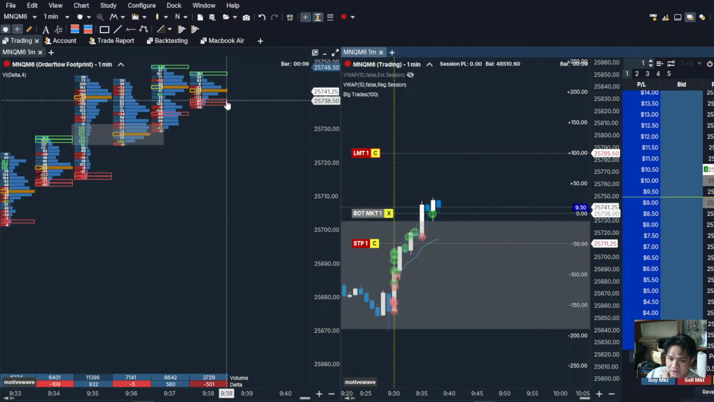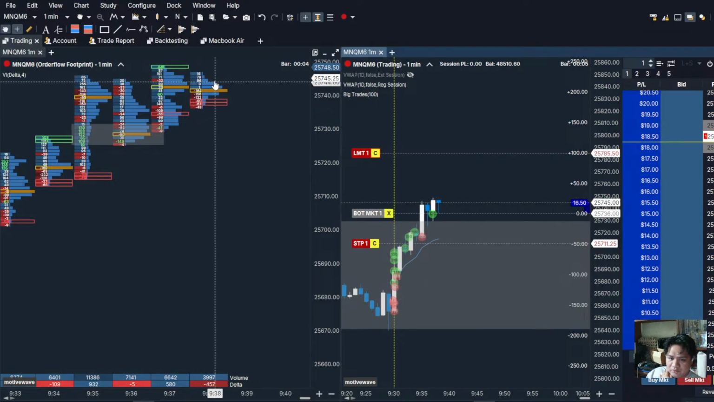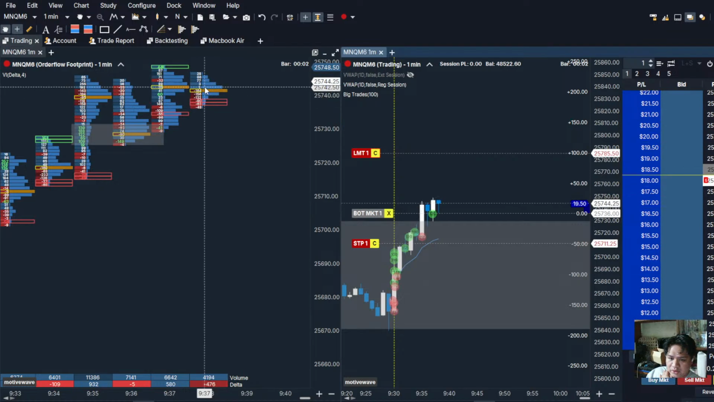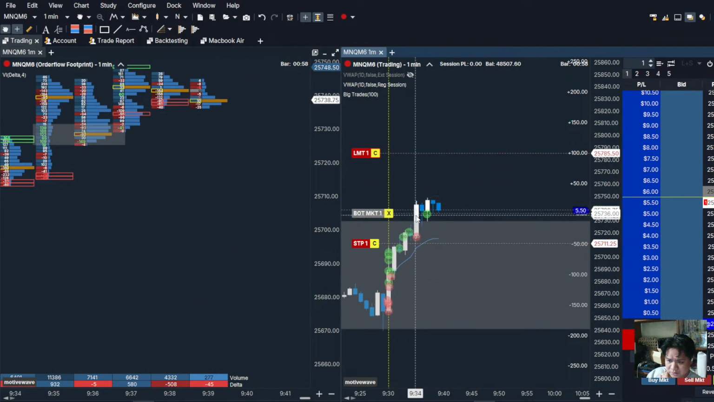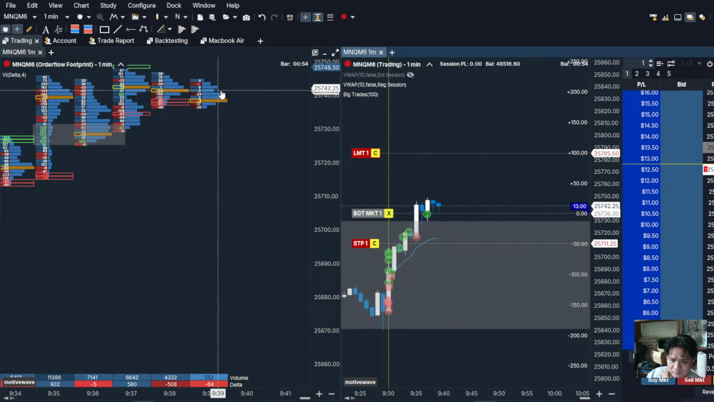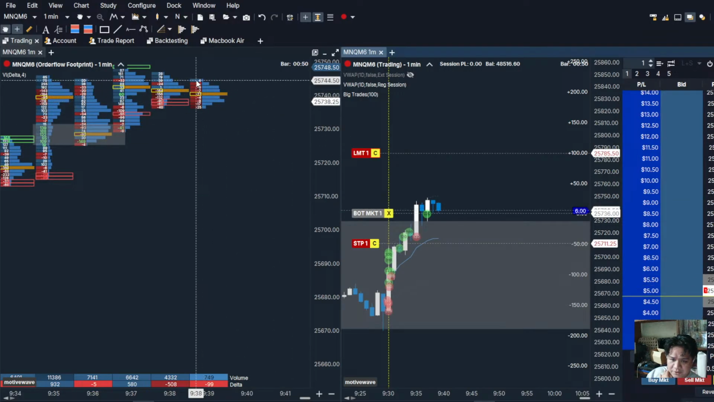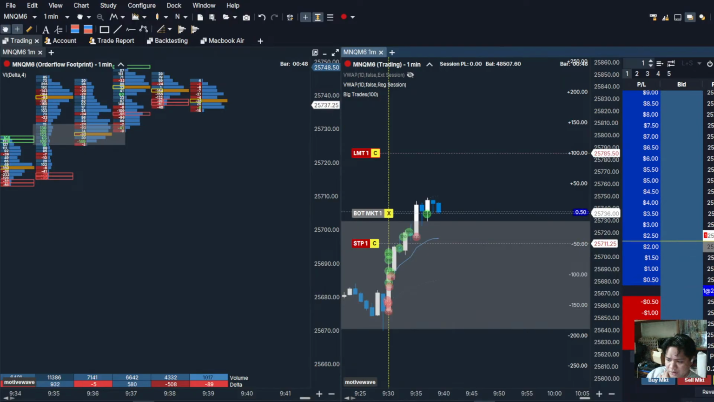Buyers get absorbed, sellers are getting absorbed as well. Buyers are also getting absorbed, and we now have a balanced area here. Now there's no buys getting absorbed. Let's see if sellers can get absorbed. Sellers are stepping in quite a bit, a lot of selling happening.